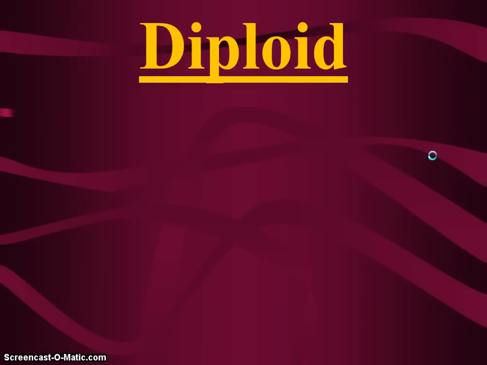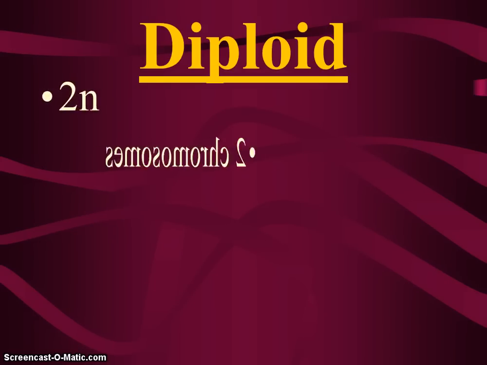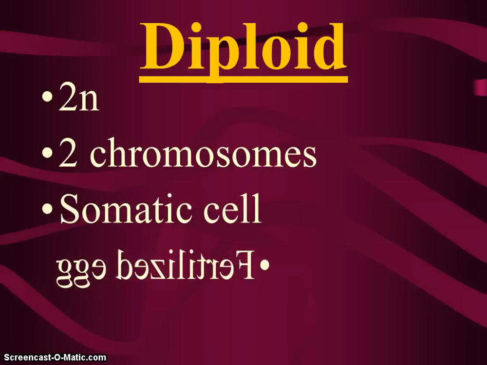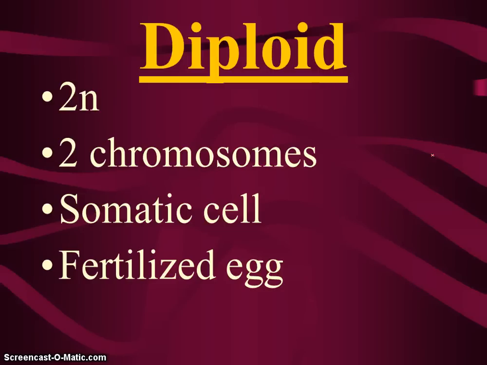Now, the diploid is double the haploid, or 2N, and it's basically a homologous pair. We find these in the somatic cell, or regular body cells, and the fertilized egg. So for humans, we have a diploid number of 46, where haploid is going to be 23. So diploid is the total number of chromosomes that are found in the somatic cell. Haploid is half of that, or what's found in our sperm and our egg.